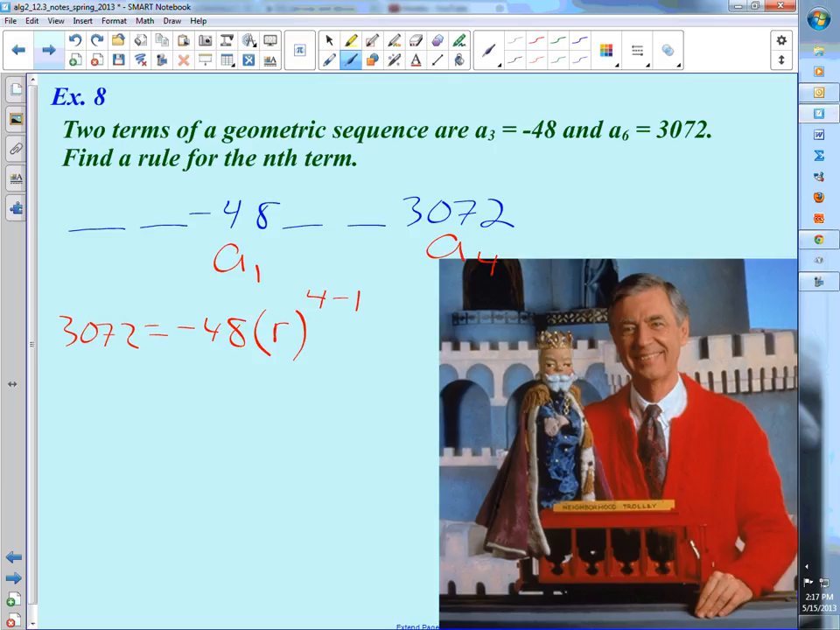I swear on the book of Algebra 2 that these always will work out to nice, pretty integer problems. So when you divide 3072 by negative 48, what do you get? Negative 64, thank you. Equals r to the third. 3072 divided by negative 48 is negative 64, and the cube root of negative 64 is negative 4 for r.